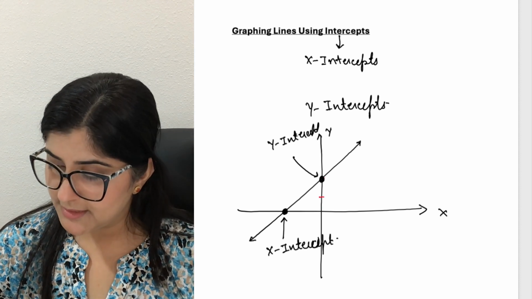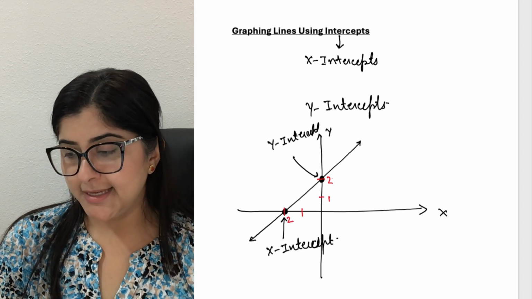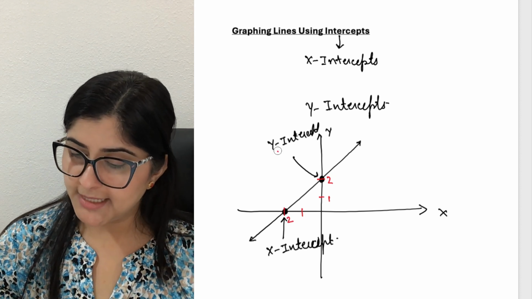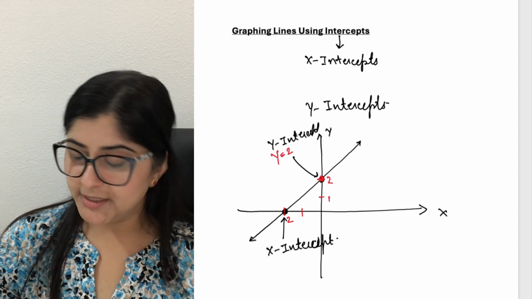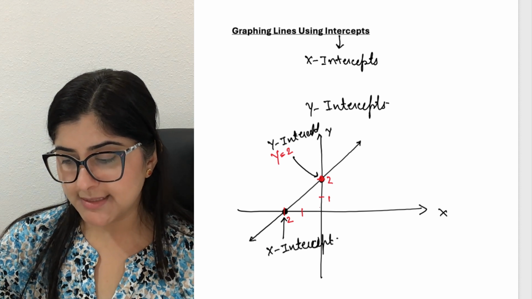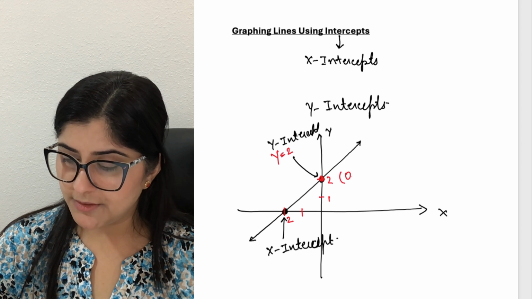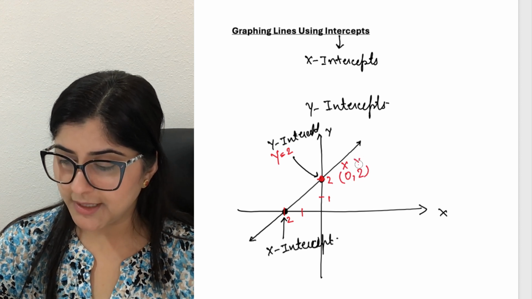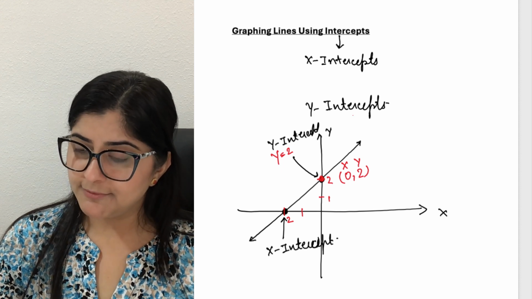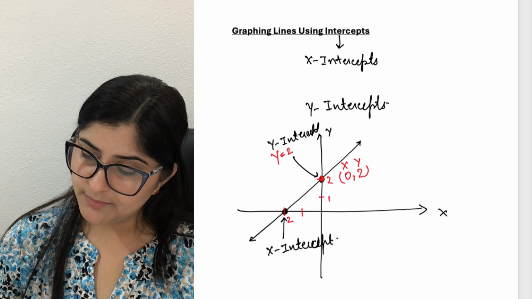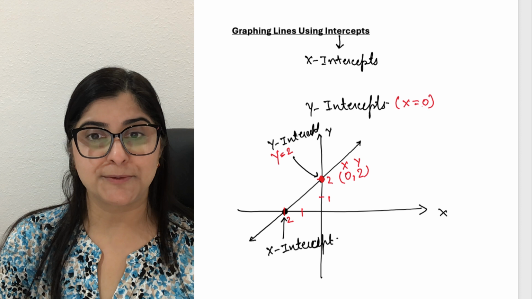For example, suppose this is 2 and this is also 2. For the y-intercept, we will write y is equal to 2. And what will be the coordinates of this point? You see that on the y-axis, x value is 0. So the coordinates of this point are (0, 2). X coordinate is 0, y coordinate is 2. Whenever you have to find the y-intercept, because this point will be on the y-axis, replace x with 0.